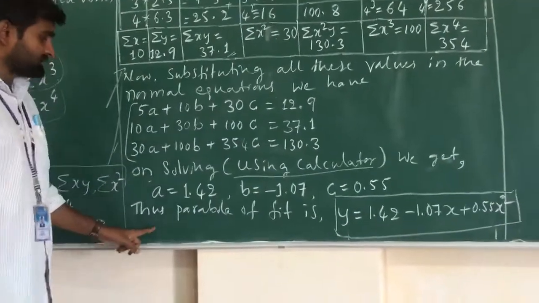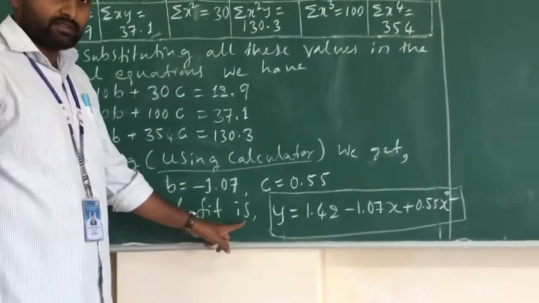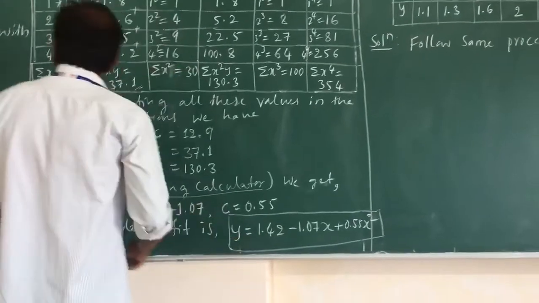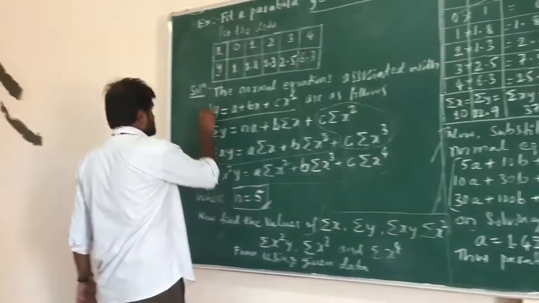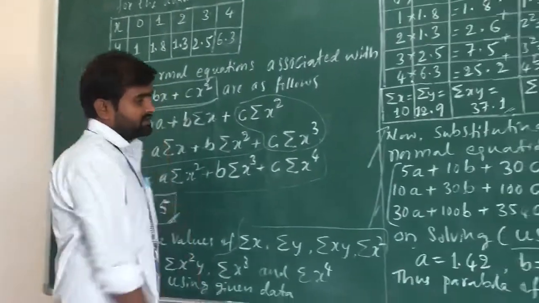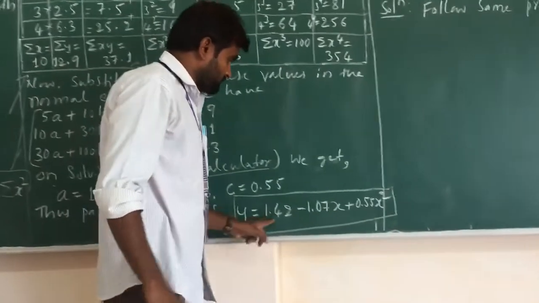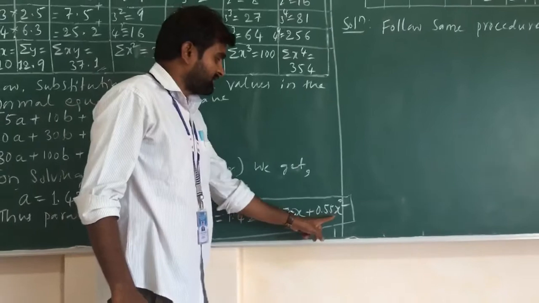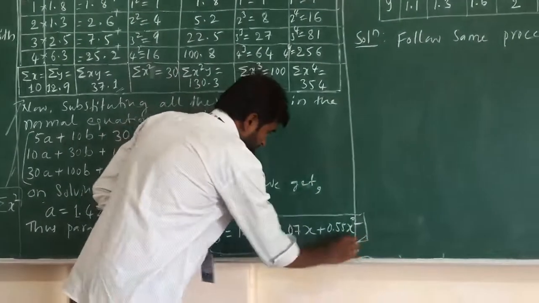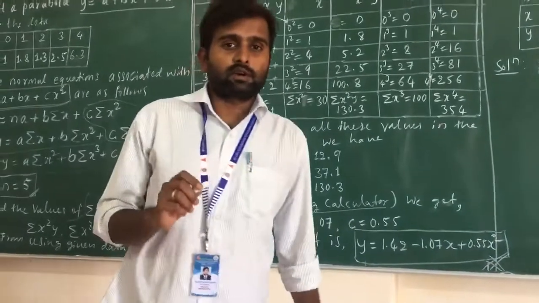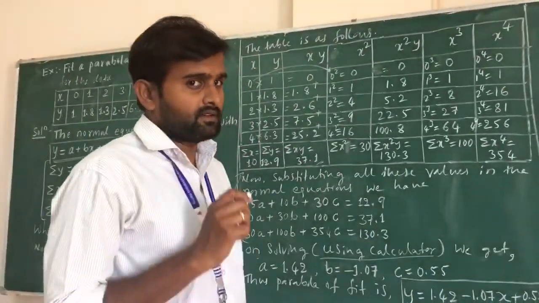Right? Thus the parabola curve fit is y equal to, let's see the equation. In this equation, I am going to substitute a, b and c. So a is 1.42 minus 1.07 x plus 0.55 x square, which is the required solution of the parabola equation of the given data. Follow?